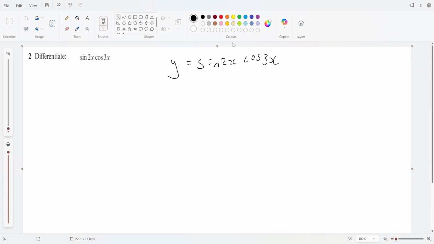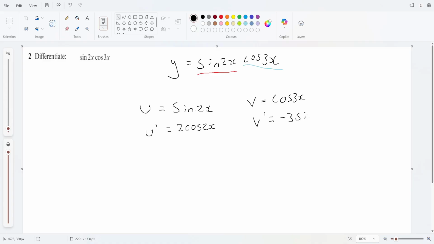Okay, so for the next question, I'm going to split this up into sine 2x and cos 3x. So u is going to equal sine 2x, v is going to equal cos 3x, and then we have to differentiate both of these. So we're going to end up with 2 cos 2x. Hopefully you all know how to differentiate sine 2x and cos 3x. It is just chain rule, but from this hopefully you can see how it works. So then v dash is going to be minus 3 sine 3x.